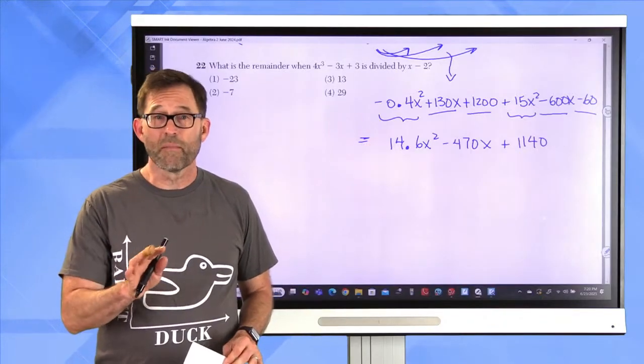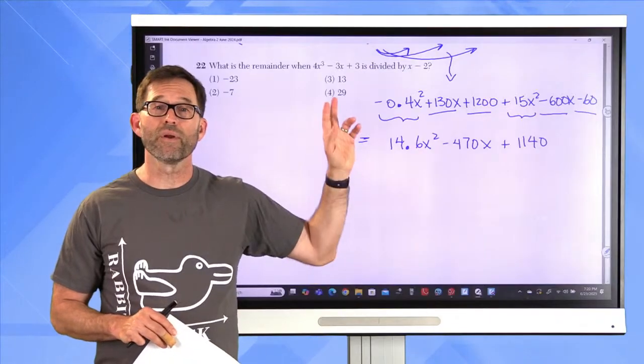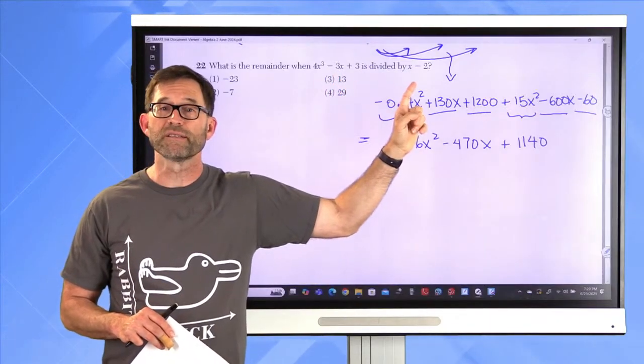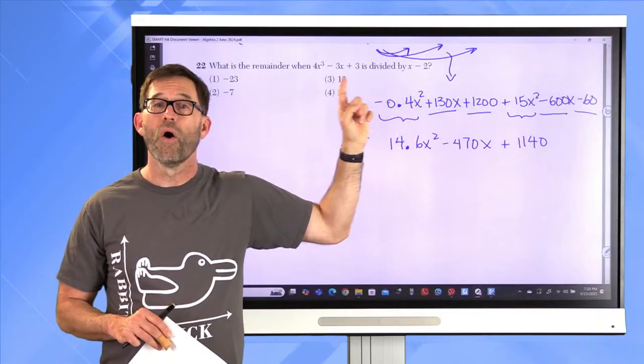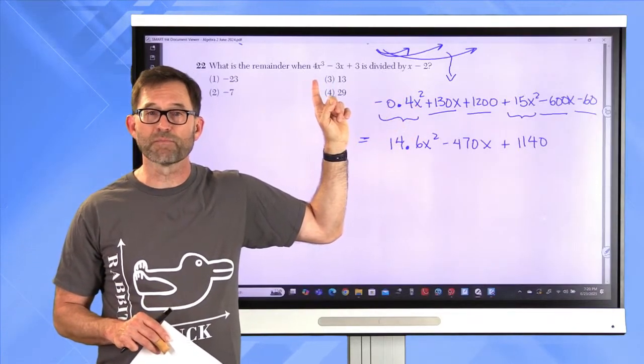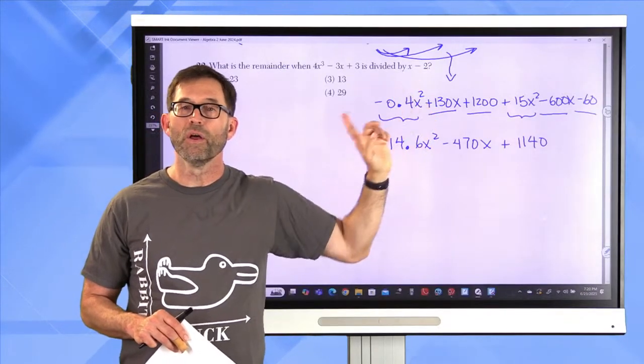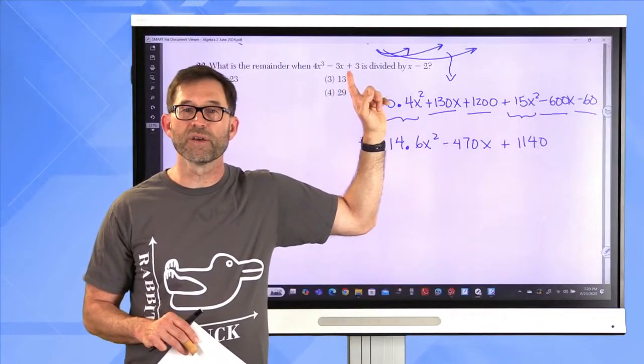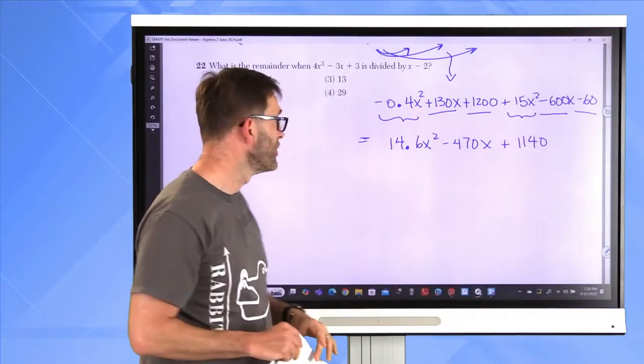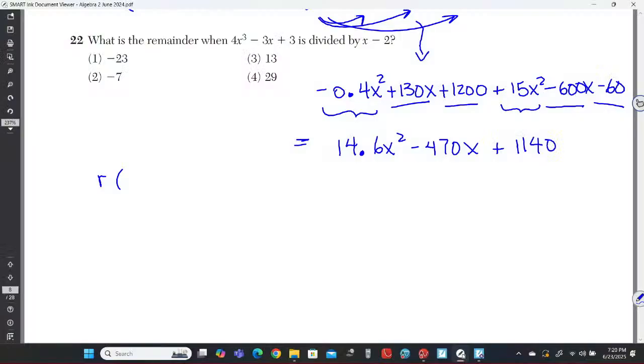But remember that if I want to know what the remainder is when I divide a polynomial by something of the form x minus 2, all I have to do is evaluate this polynomial at the zero of this binomial. So I need to figure out what this is evaluated when x is equal to 2. Literally, the remainder when x is equal to 2 will be 4 times 2 cubed minus 3 times 2 plus 3. All of that is equal to 29.